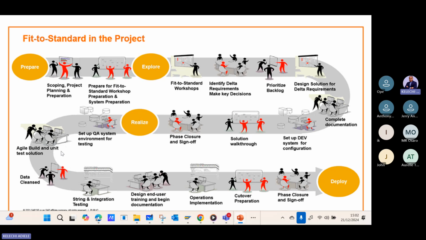Then you go to the realize phase, where you have to set up a QA system, move all your configurations from the dev system to the QA system, do testing, do data cleansing, do string integration, do a lot of things, do design and end user training, do operations implementation, cut over, and then you deploy. So this is an end-to-end process of what happens from the prepare phase to the go live. And we're going to be seeing all this really in the project we're going to. We're going to be following these steps as much as we can.